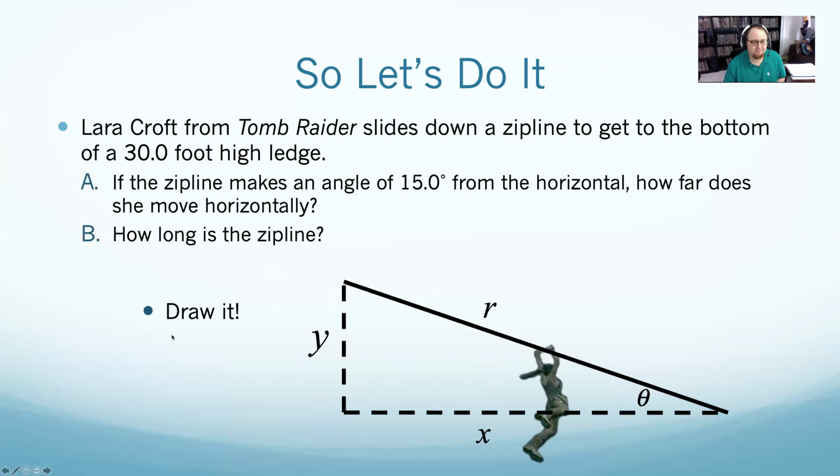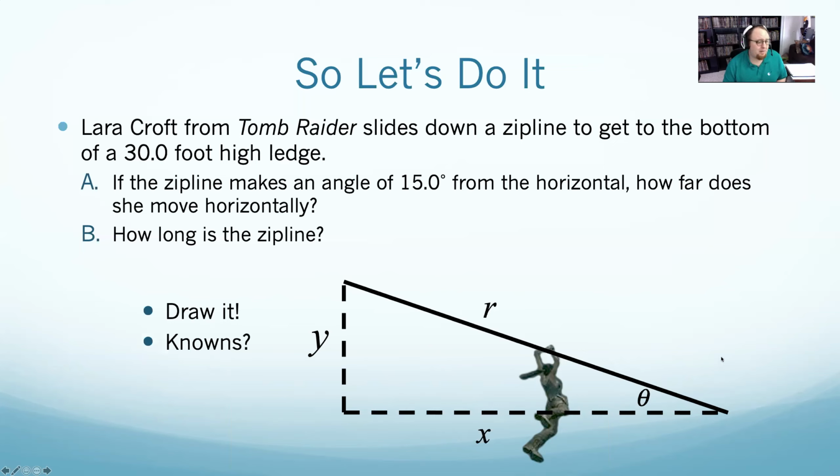So here's my drawing. My zip line is going down a length all at an angle theta. And I talked about how far she moved horizontally. That's going to be my x. And y is what I know. It's a 30-foot high ledge. I don't know all. So there's my drawing though. She's going down a zip line at some angle.